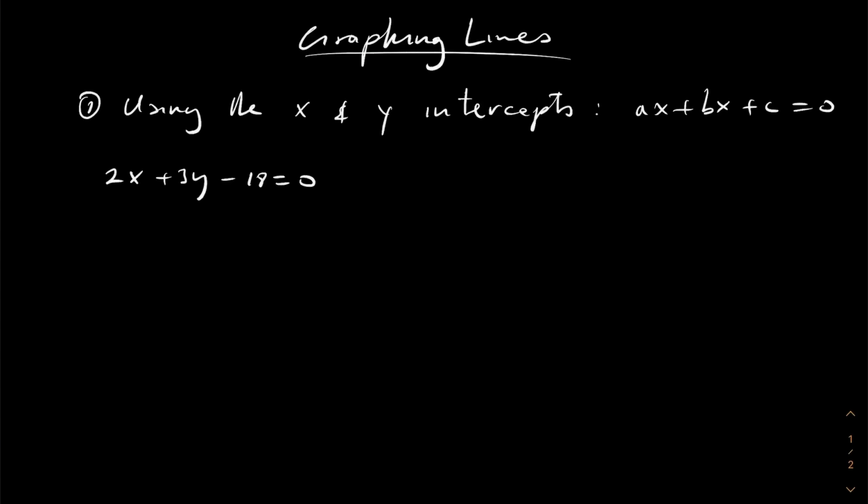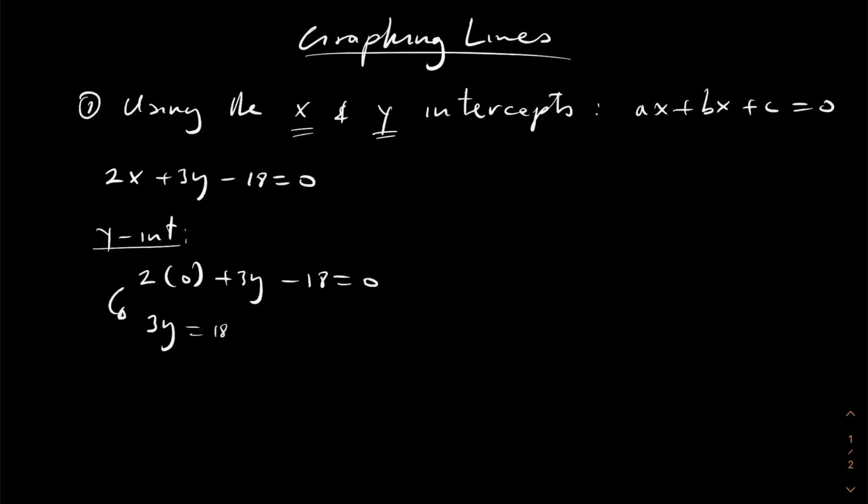The first thing we need to do in order to draft this is to find 2 points, because the line is completely defined by 2 points. The easiest 2 points to figure out here are going to be our x and y intercepts. First, to figure out our y-intercept, all we need to do is replace x by 0. And so we're going to have 2 in parentheses 0 plus 3y minus 18 equals 0. If you solve for y here, we get 3y equals 18, which gives us y equals 6.